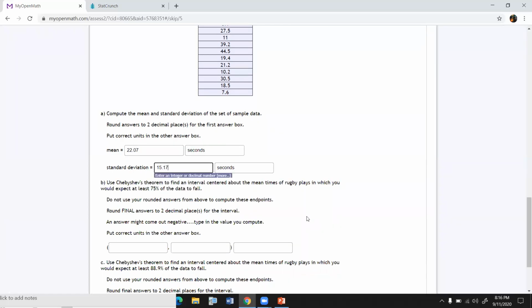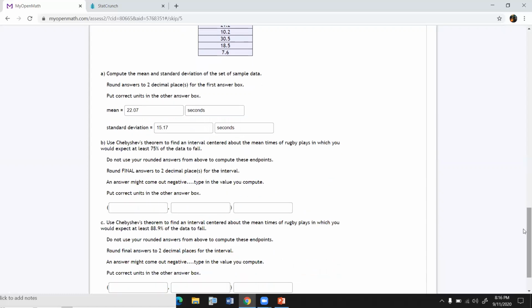Now, the second part for this problem, this is where some students had difficulties. That's the reason I'm doing this one. It says use Chebyshev theorem to find an interval centered about the mean times of rugby plays in which you expect to have at least 75% of the data fall. You'll have to remember the Chebyshev theorem, okay? If you do not remember the Chebyshev theorem, make sure you review it.